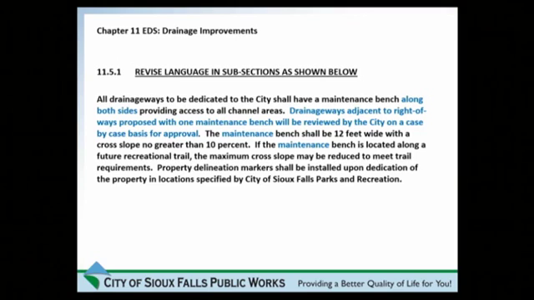Furthermore, we added in there after reviewing this, it's saying drainage ways adjacent to the right-of-ways proposed with one maintenance bench shall be reviewed by the city on a case-by-case basis for approval. The intent of that is if there's a drainage way next to a street, it can be accessed from the street and the bench would be on the other side. Of course, we would review those on a case-by-case basis to make sure that would be granted.